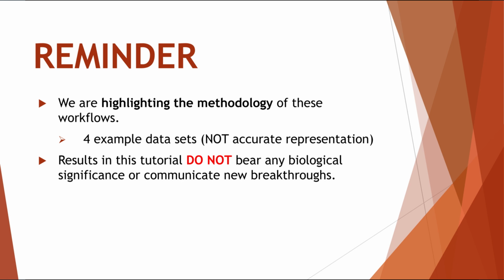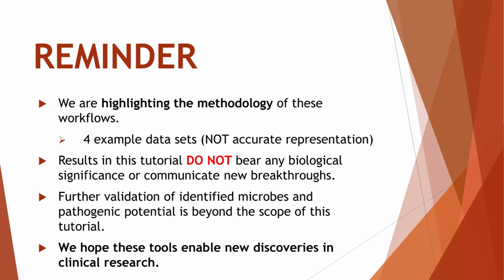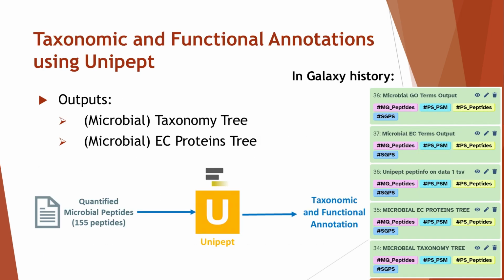When I mention that a certain genus is the most abundant, or that a protein acts as an enzyme to catalyze a certain chemical reaction, I am specifically discussing them in the context of this demonstration. Confirming the presence of identified microbes and their pathogenic potential will require further validation that is beyond the scope of this tutorial. However, we hope that by the end of this tutorial, we have successfully demonstrated the potential of this bioinformatics pipeline to enable new discoveries in clinical research. With that out of the way, let's talk about tools.